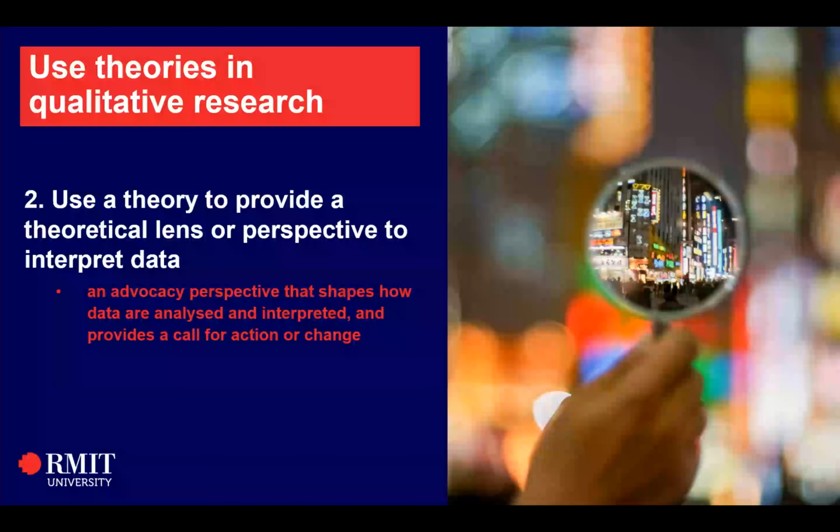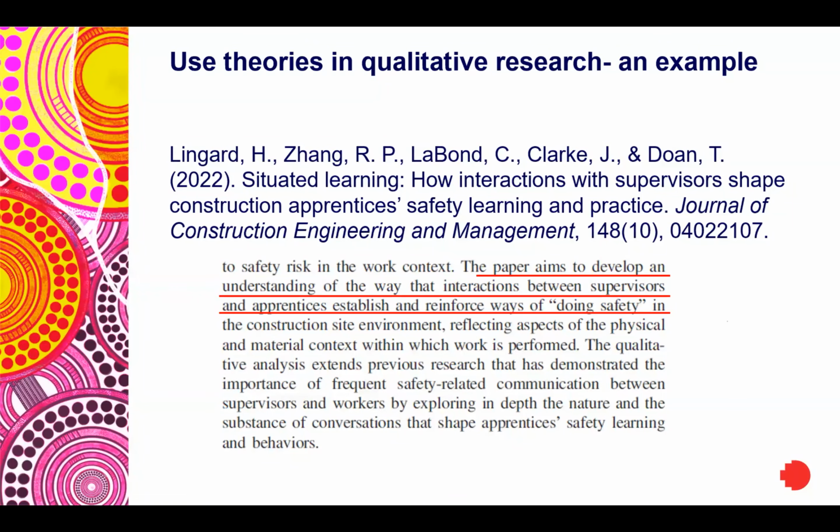The second way to use theories in qualitative research is to provide a theoretical lens or perspective to interpret data. A theory provides an advocacy perspective that shapes how data are analyzed and interpreted and provides a call for action or change. So again, I'm going to use one of my previous studies as an example. In this example, the study aimed to develop an understanding of how interactions between supervisors and apprentices shape construction apprentices' safety learning and practice.